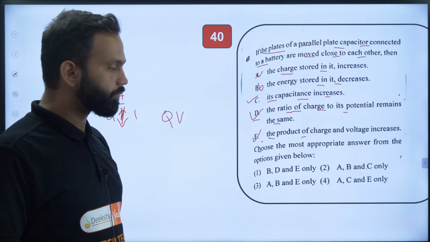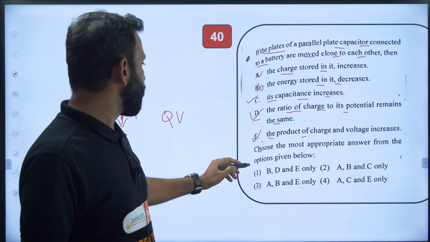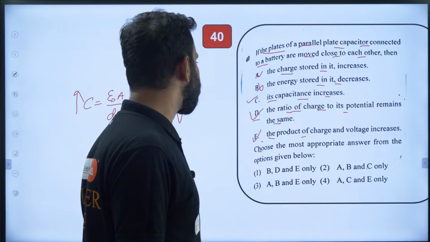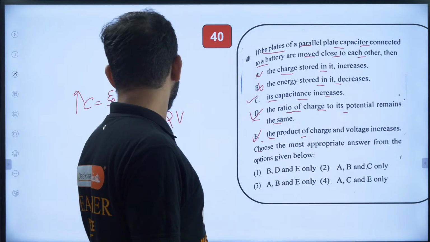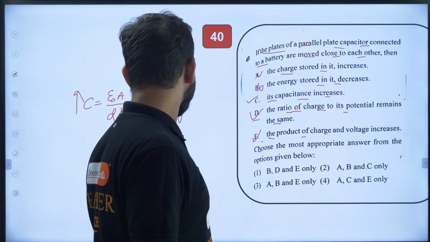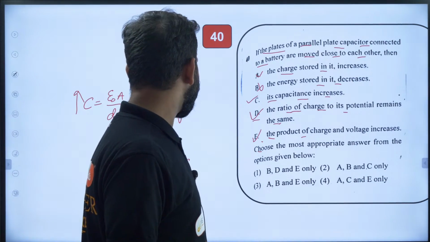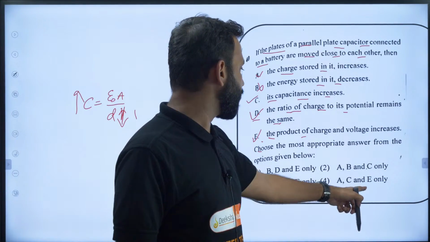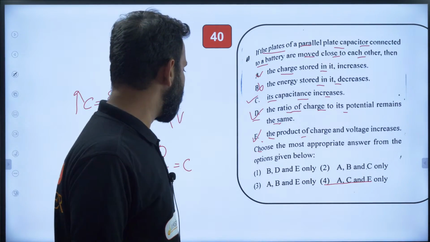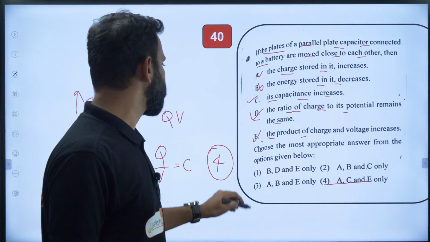The 40th one here, ACDE. The ratio of the charge to potential is the capacitance, so D has to be correct. But in option 4 they have given only ACE. Actually option 4 is the correct answer, but they have omitted D. So actually the correct option is 4.